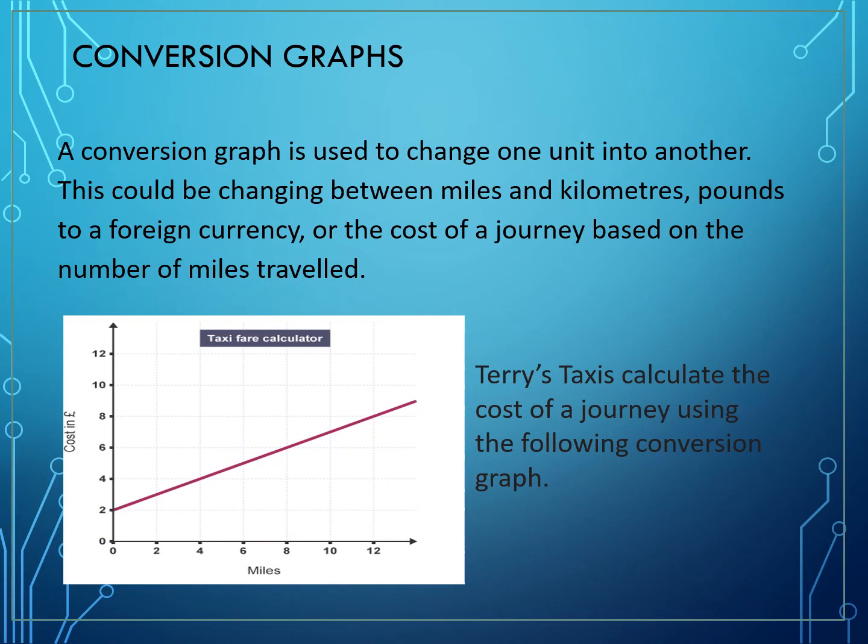So here's an example of a conversion graph. A conversion graph is used to change one unit into another. This could be changing between miles and kilometers, for example: miles is imperial, kilometers is metric. It could also be pounds to a foreign currency like the euro or the dollar, or the cost of a journey based on the number of miles traveled. Have a look at the chart, which is about Terry's Taxis calculating the cost of a journey using the following conversion graph. You can see on the y-axis we've got cost in pounds, on the x-axis the number of miles, and the purple line indicating the corresponding cost or distance.